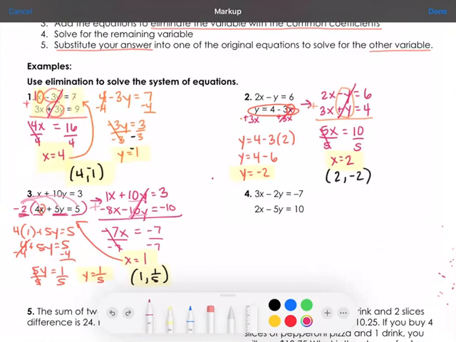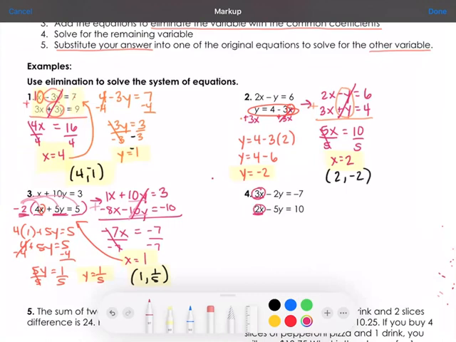Well, 2 can't multiply to 3, and this 2 can't multiply to 5 either. So in some cases, like this one, you're going to have to multiply both equations in order to get what you're looking for. So that means I could multiply this 2 times 3, and I would get 6 here. And I could multiply this 3 times negative 2, and I could get a negative 6 here, and that would cancel.